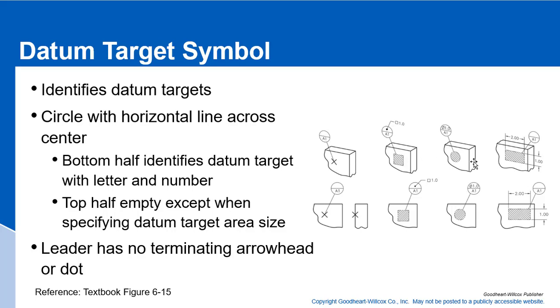Okay, that's a square area, or that could be a round area, and we have the shape and size of the area up here in the upper half of this. And then in this case here we have the identification A1, but we have two dimensions that define that. So the bottom half identifies the datum target with a letter and a number, that's A1 here, and the top half is empty except when you're specifying a datum target area or size. The leader has no terminating arrowhead or dot.